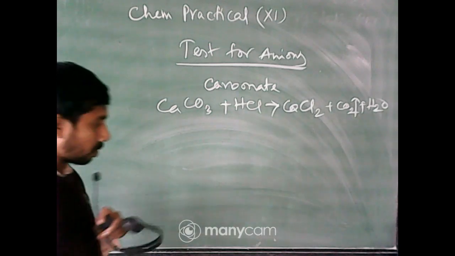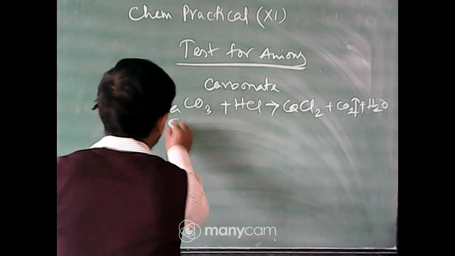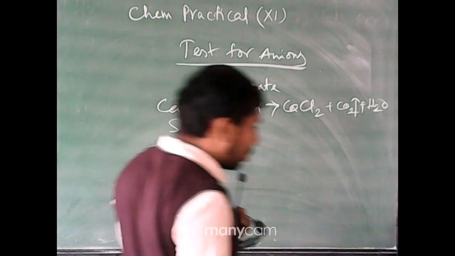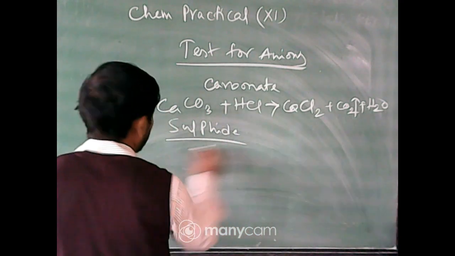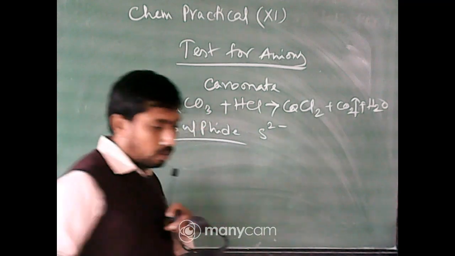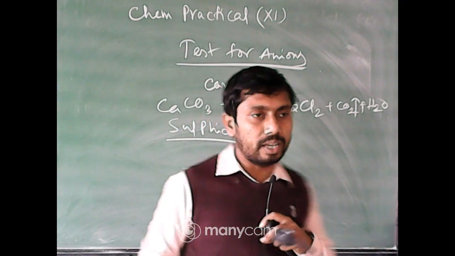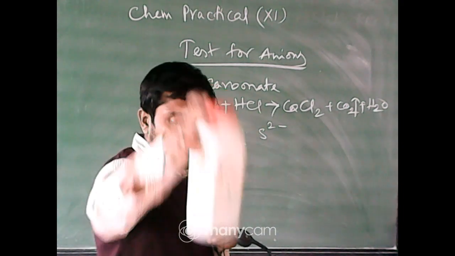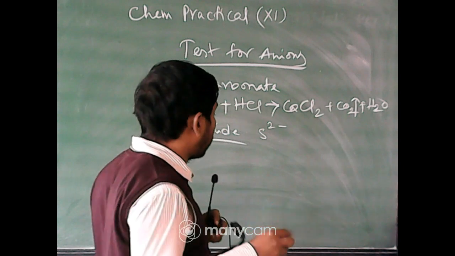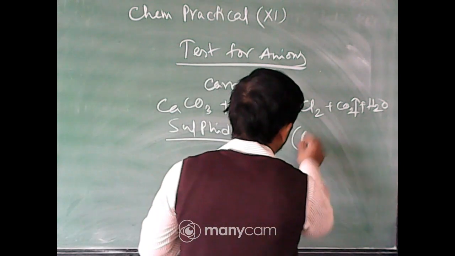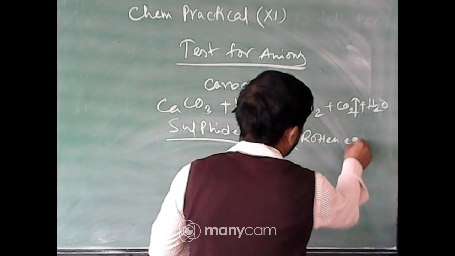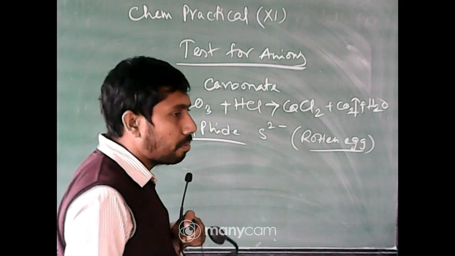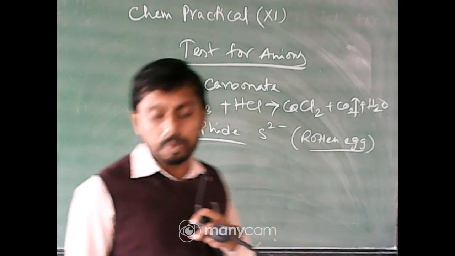Next is the test for sulphide. Here the test for anions are shown. Test for sulphide, S2 minus. Now what is the special characteristic of sulphide? When you open the sulphide bottle, it comes with a rotten egg smell. But from the virtual medium you cannot smell it, but you can see some observations there.